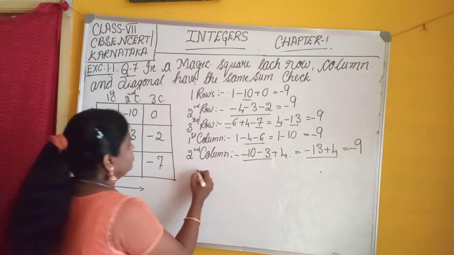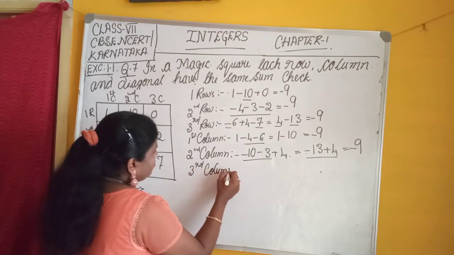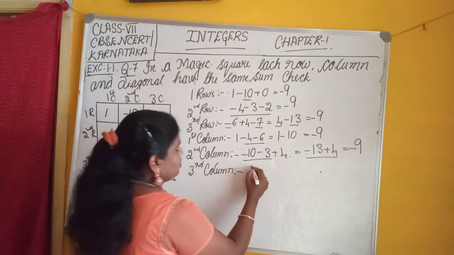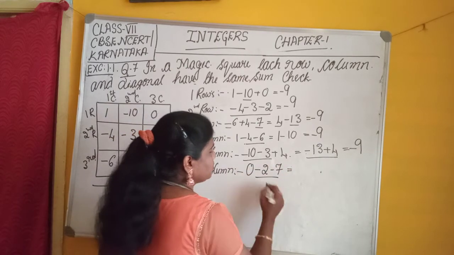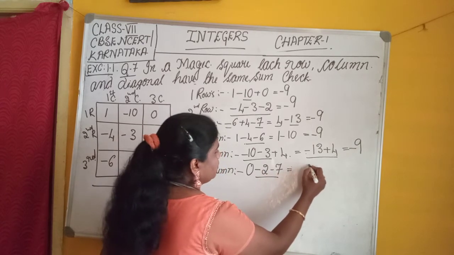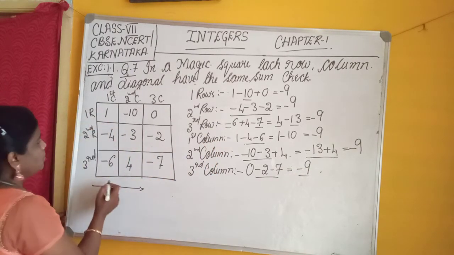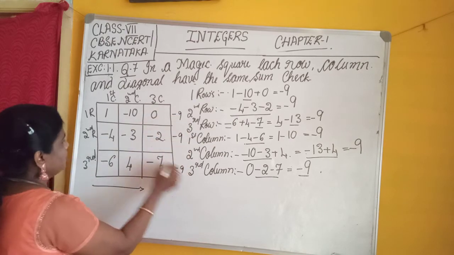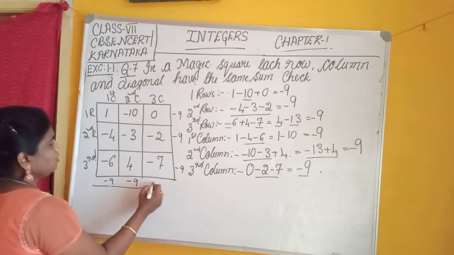In the third column, 0, minus 2, minus 7. These two are like terms which have negative symbols. Therefore, adding those, you will get minus 9. Here we got minus 9 for all the rows, and on the column side the sum is also minus 9.